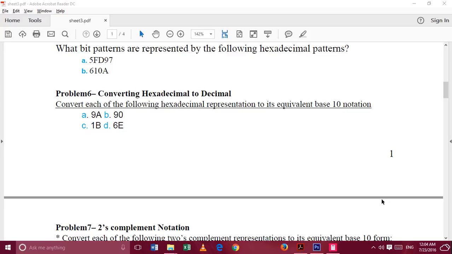Hello guys, and welcome back to your midterm 1 numerical systems recap part 2. We're going to pick up where we left off at the previous part, which is converting from hexadecimal to decimal.